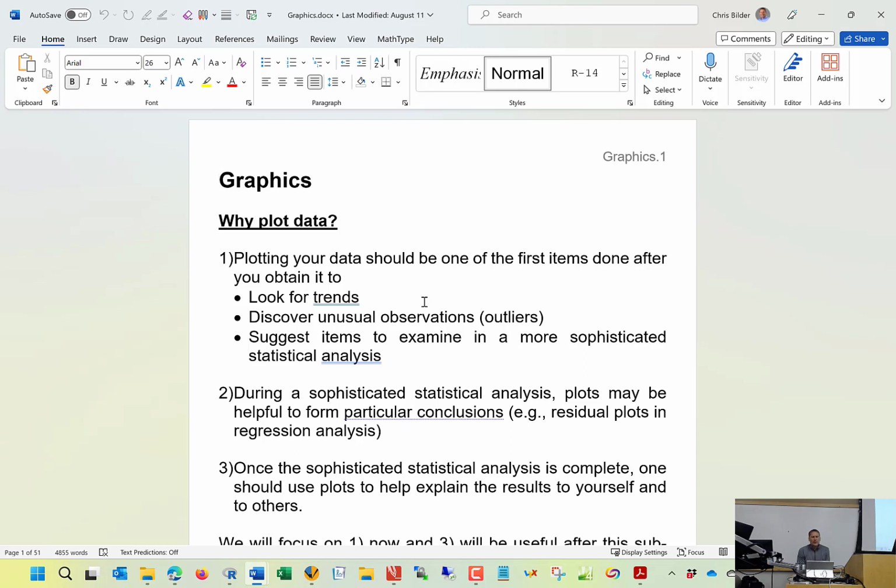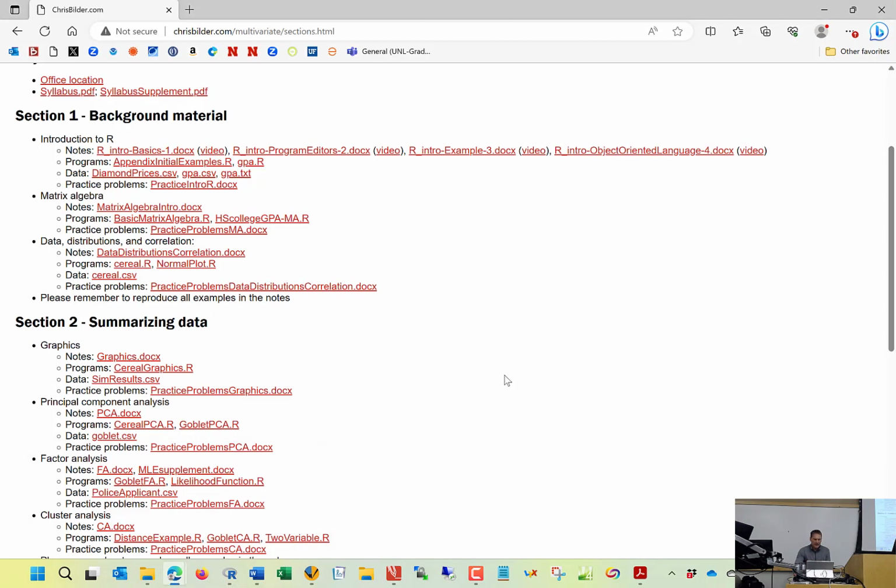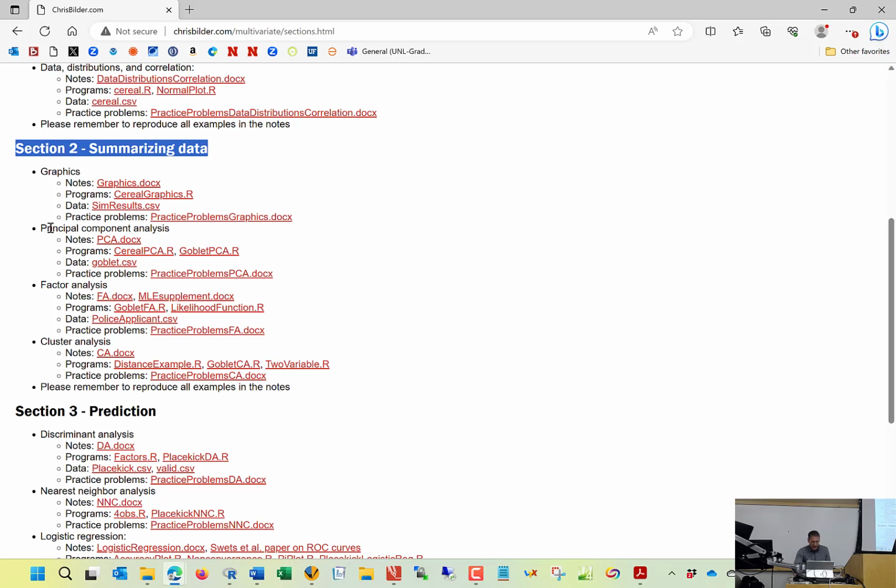So for this part of the course, let me go to this right here. We had section 1's background material. Section 2 is summarizing data. Remember I talked about principal component analysis briefly earlier, and there you can see where it is. The purpose of summarizing data is that we have this multivariate data, which people often refer to as multidimensional data because I have multiple variables, and I want to be able to summarize it in some way to make sense of it.